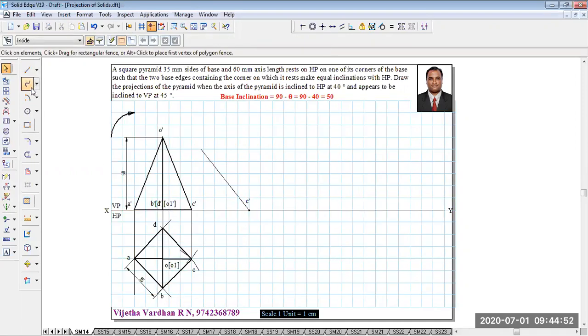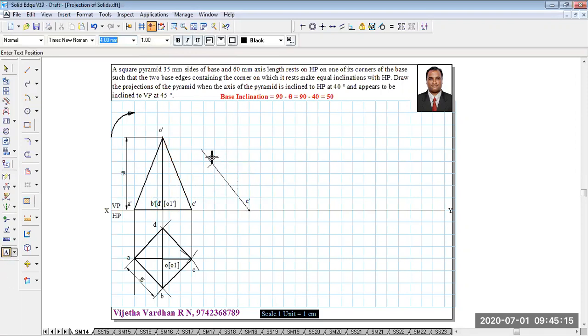Now to get the front view reconstructed, take your compass and measure the length of C dash to A dash using the compass. I repeat, measure the length of C dash A dash using the compass. Now with C dash as the center, without changing the radius, draw a constructional arc over here, which is as shown. Now that point is going to be called A dash.